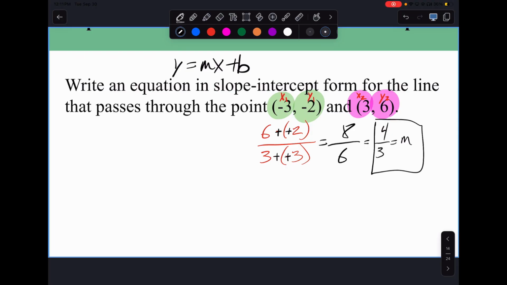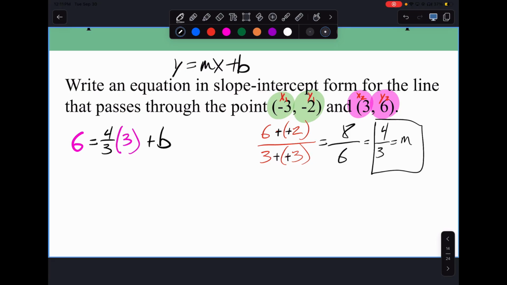So we're going to go find our b now. And I'm going to use one of those two sets of coordinates. Do you guys want to use the green one or the pink one? Pink. I'd use the pink one because that doesn't have any negatives, right? Okay, so I'm going to say y, which is 6, equals 4/3, because that's my slope that I already found, x, so my x is 3, plus b. Are we all okay with where we got that 6 and 3?